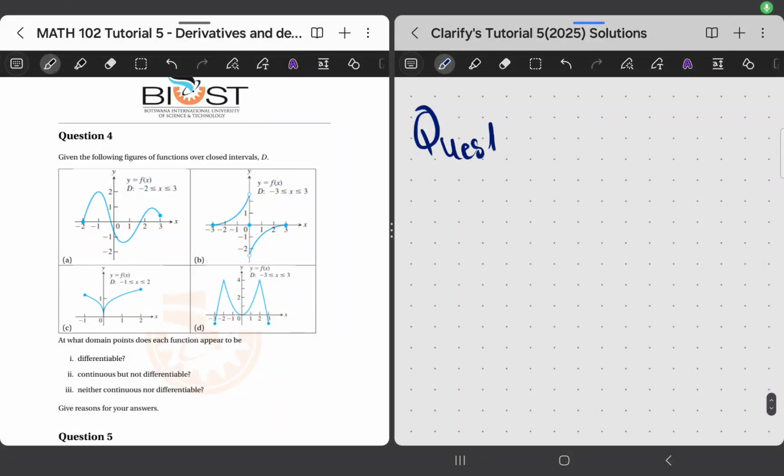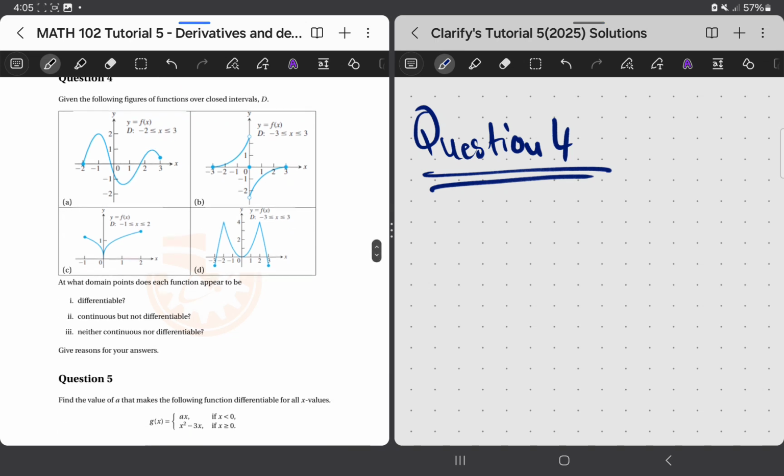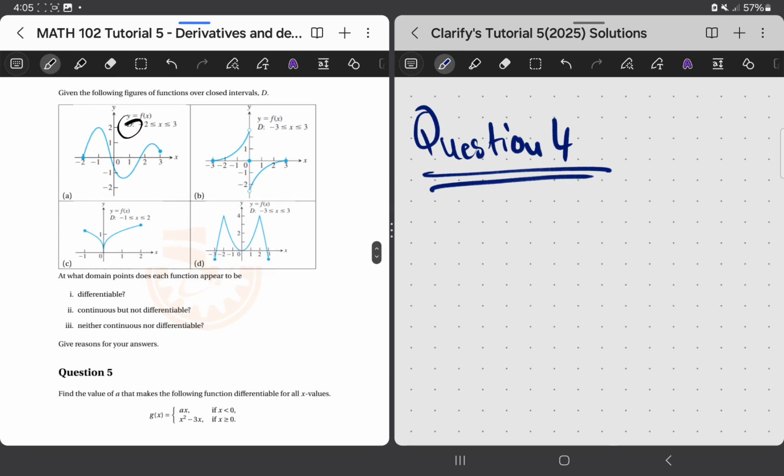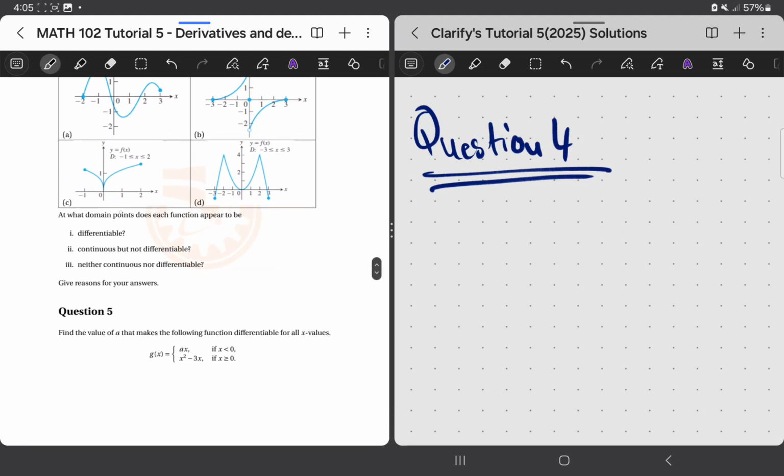Let's go through question 4 and see what it has for us. It says: given the following figures of functions over closed intervals D. Okay, closed intervals, yes. So D is the closed interval, it's the domain, right? Where it's starting from and where it's ending. At what domain points does each function appear to be differentiable?